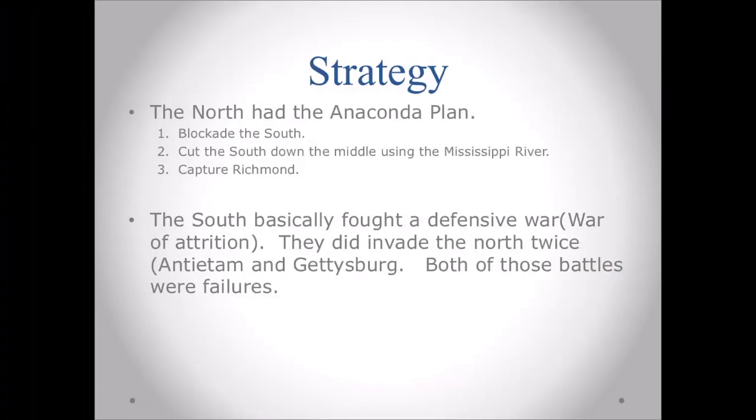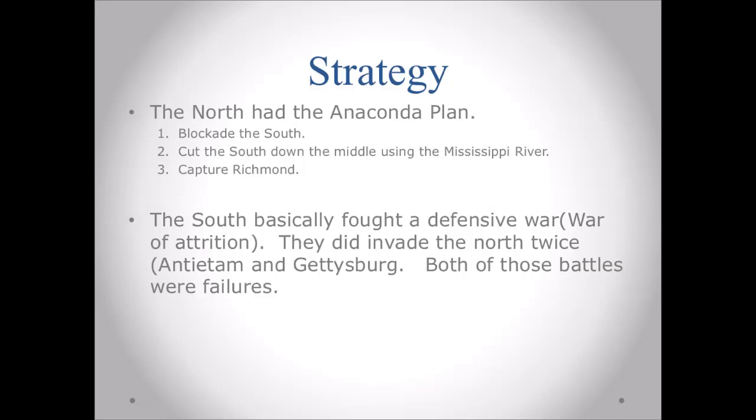After looking at advantages and disadvantages, now we need to look at strategies. The North had the Anaconda Plan, which is a very strong strategy, and it's like an anaconda. They want to blockade the South and starve the South, and they do that by cutting off their trade from Great Britain. They also want to cut the South down the middle using the Mississippi River, and they want to capture Richmond. This is a very, very effective strategy.